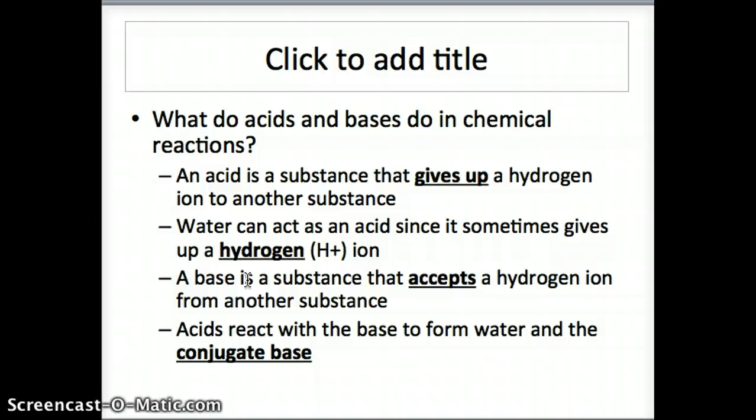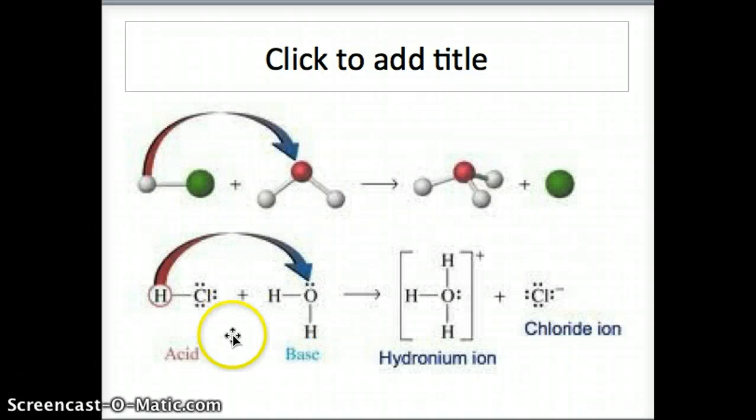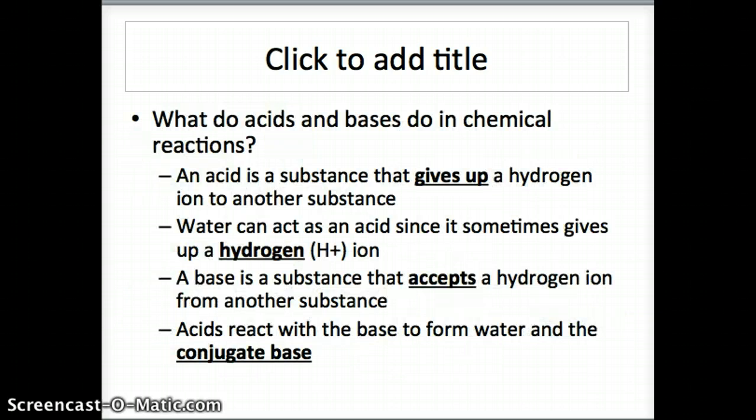Acids react with the base to form water and the conjugate base. So going back to this, if this HCl is the acid, well, the hydronium ion is a conjugate base. If this is the base, H2O, then the chloride ion is a conjugate acid. So they just change names.